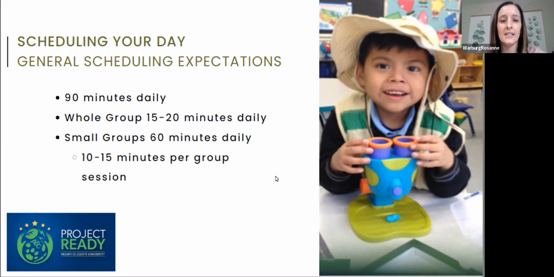And then setting aside about 60 minutes every day for your small groups and center time, with each of those just being about 10 to 15 minutes per group. So those are really quick, fun, engaging activities that move quickly. So in general, we're talking about a 90-minute academic time here.